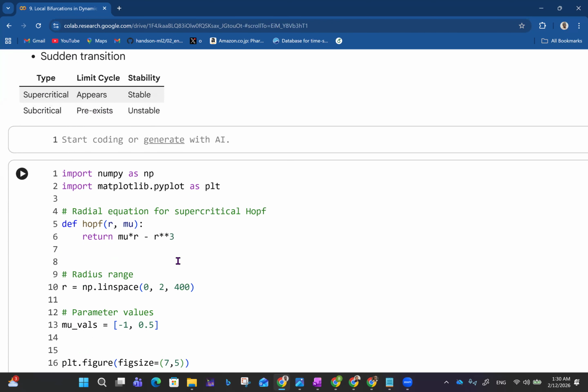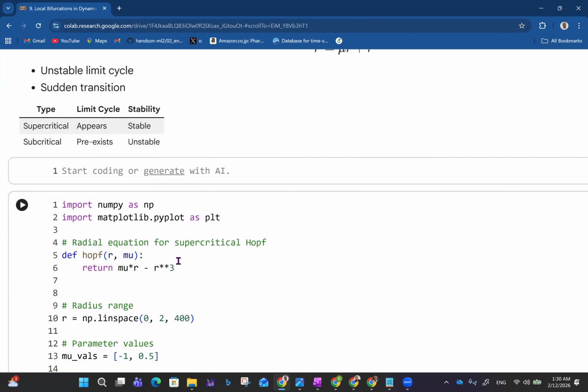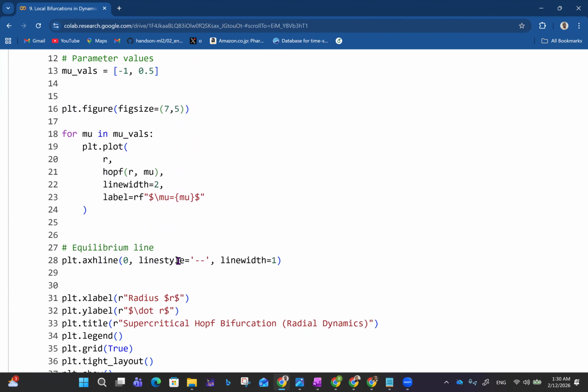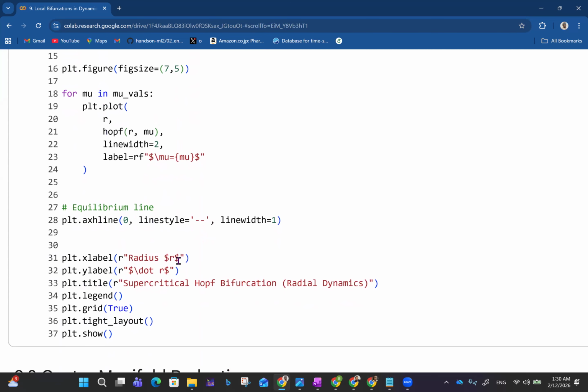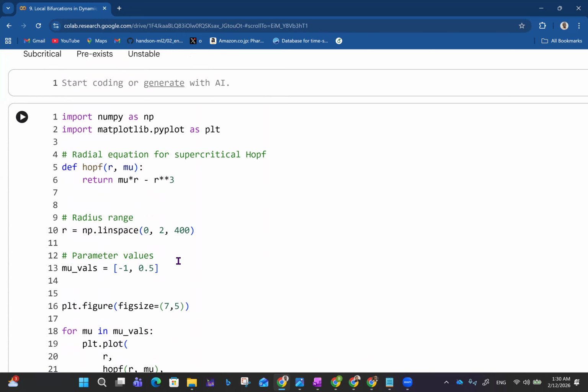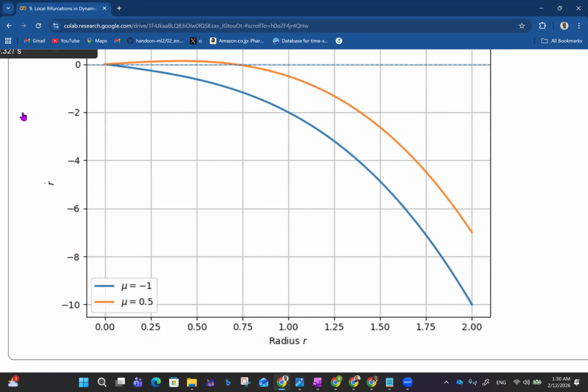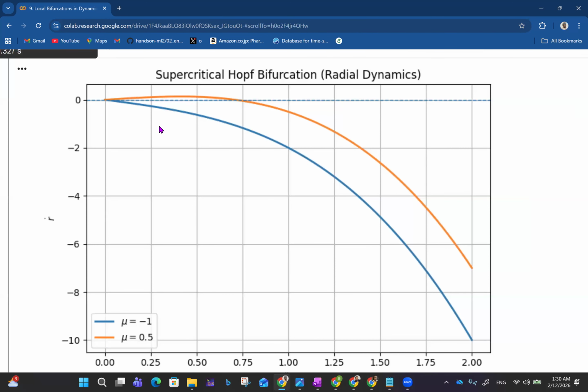So mu r minus r cube. This is for supercritical right here now. If you take that mu, I can just run this, and then we have mu r minus r cube. So we have something like this, okay? When mu is minus 1, you have this blue one here. When mu is 0.5, the orange one, you have that. So it doesn't cross 0 until it takes a step.